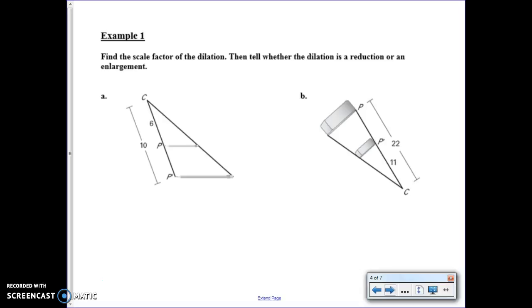So it says find the scale factor of the dilation and tell whether the dilation is a reduction or an enlargement. I think this is a little hard to see, but this does say P prime right here. So we said image over pre-image. We want the length of the image, after it's been dilated, which is 10, over the pre-image, the distance of the original. So 10 over 6, and we can reduce that to 5 over 3. So 5 over 3 would be our k value, and that's bigger than 1, so that would be an enlargement.